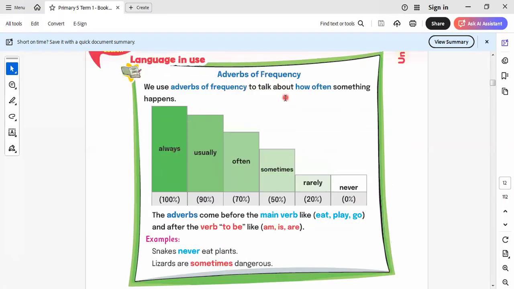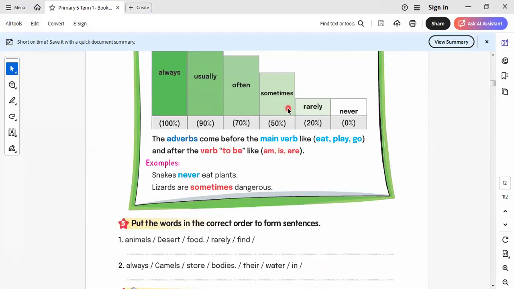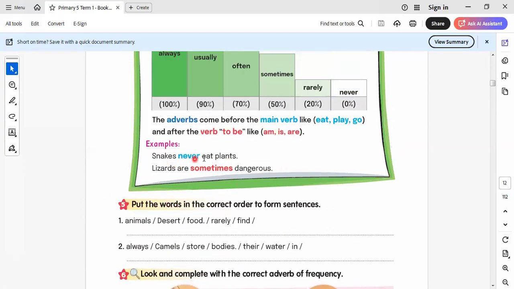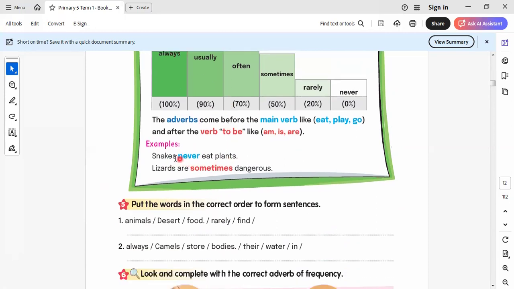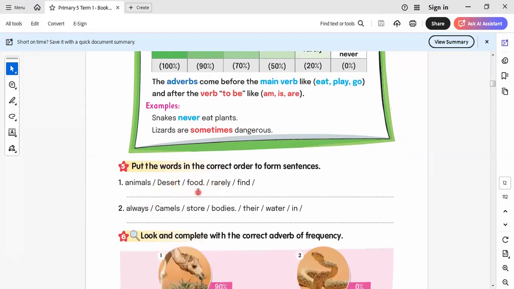This is called adverbs of frequency, and we use the adverb of frequency with what? With the present simple tense. Here we say snakes never eat plants. So when we put the adverb of frequency, I put it between the subject and the verb, like this: snakes never eat plants. Let's go to do this in this spot.